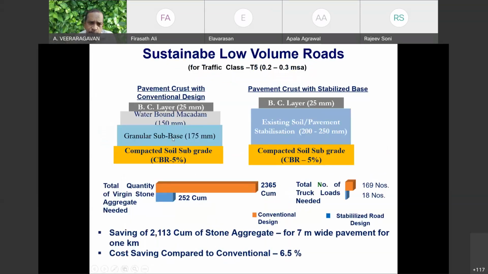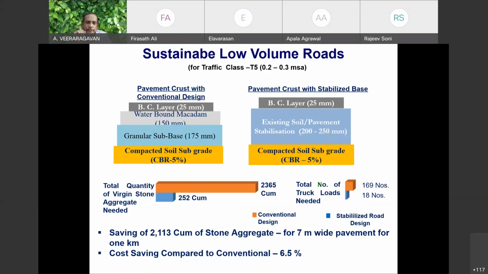In the case of low volume roads, where I want to provide nearly 325 millimeter of a granular base, I can bring down the thickness from 325 to 200 millimeter by stabilizing the base. The earlier case I told was stabilizing subgrade from 5 to 10. Now I'm talking about stabilizing the base course from 325 to 200 to 250. You'll find that cost savings are 6.5%. The aggregate savings are around 2,113 cubic meter of aggregate for a 7 meter wide pavement for 1 kilometer. So substantial benefit can be brought in.